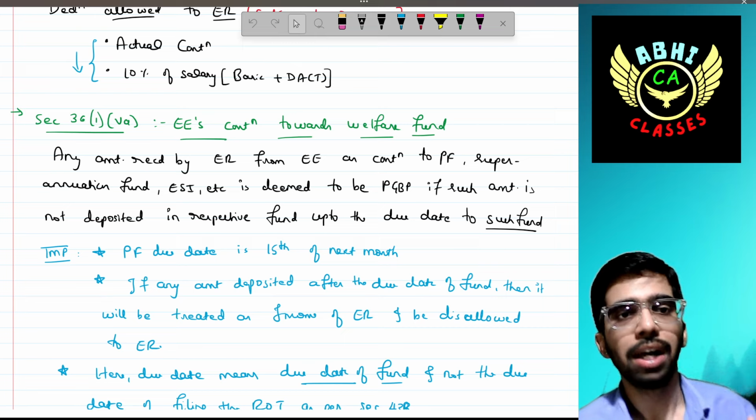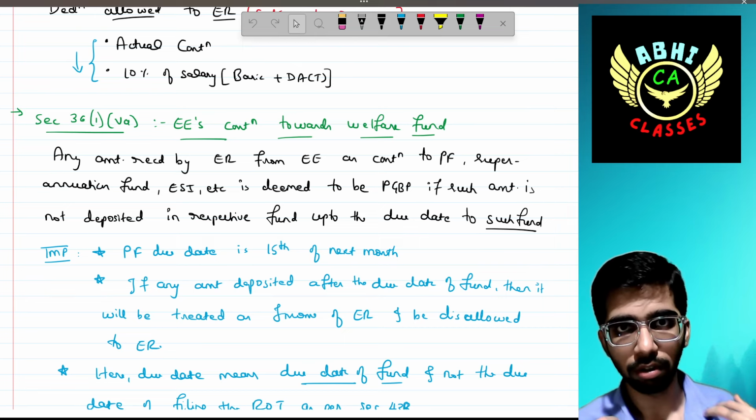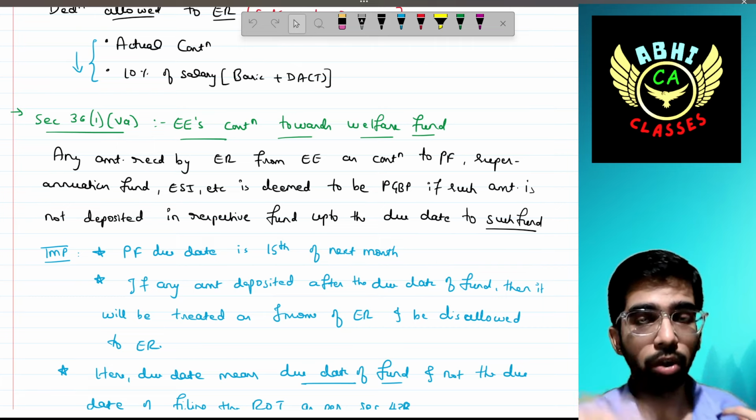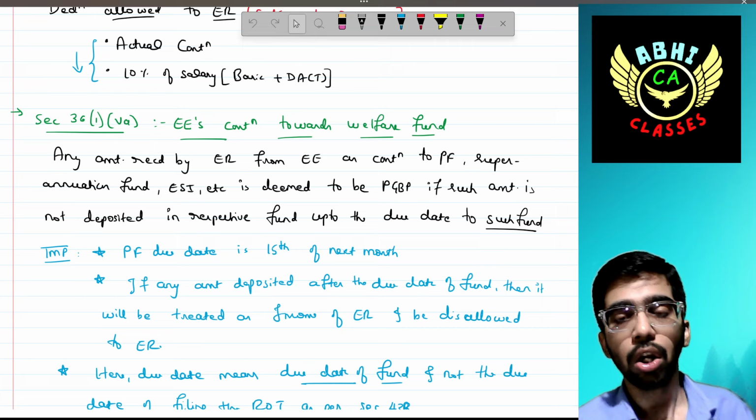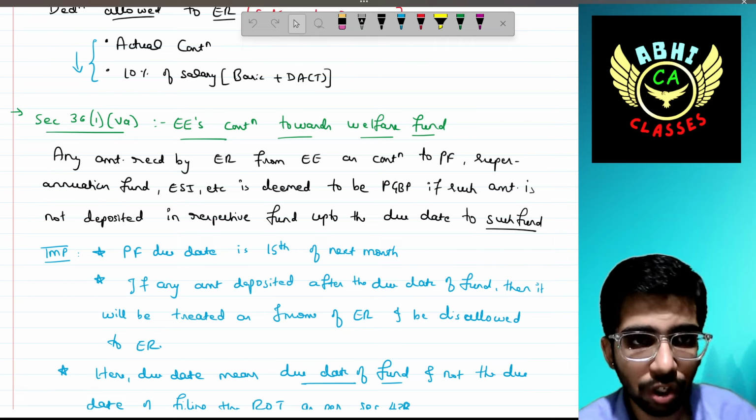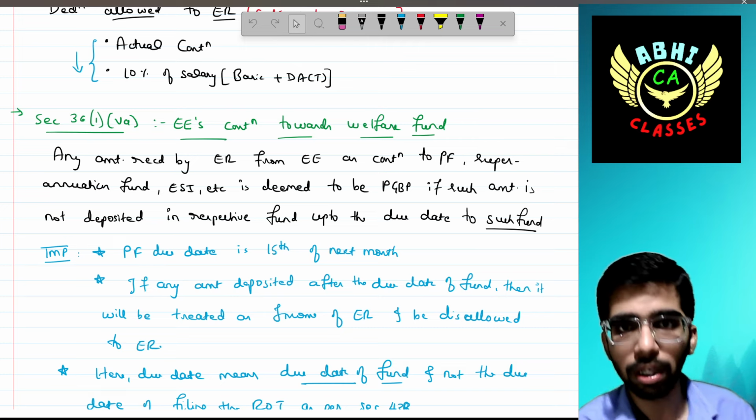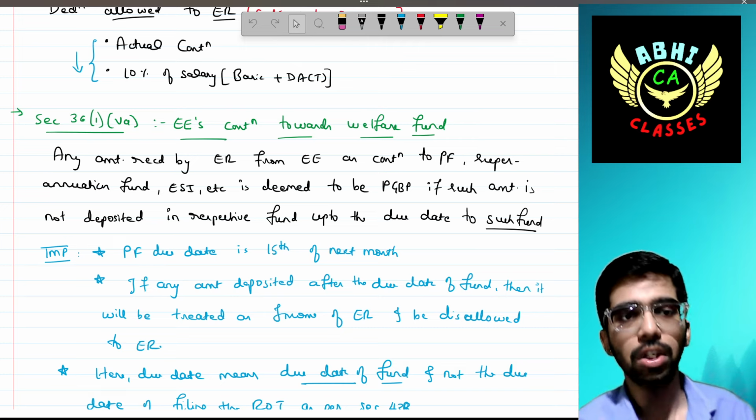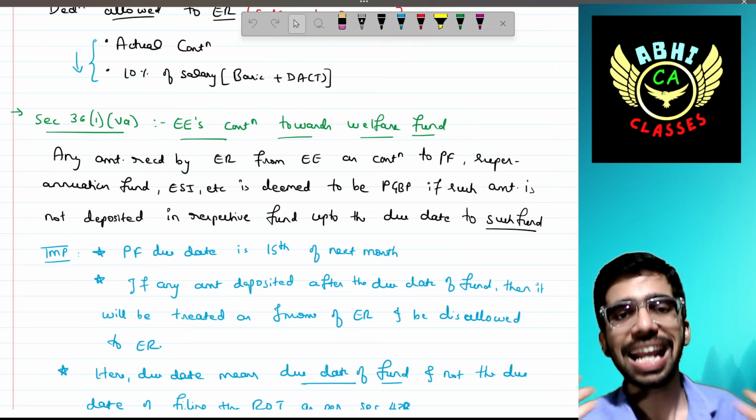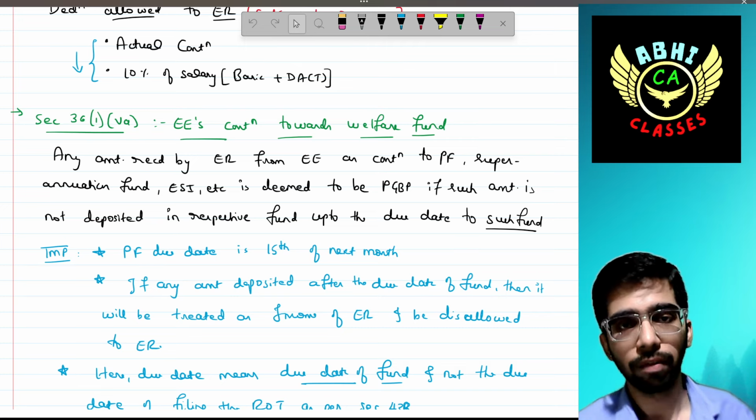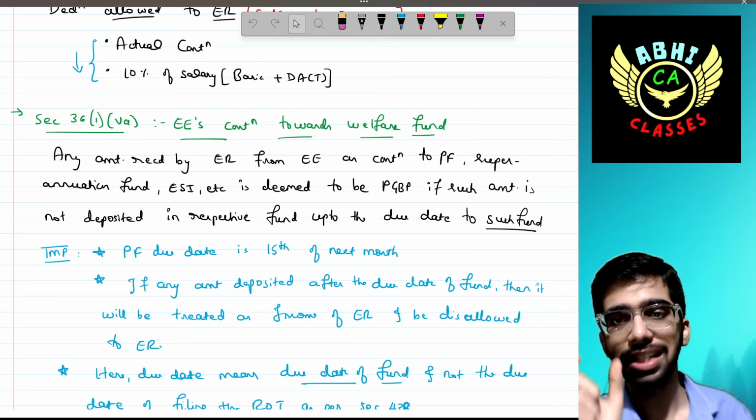Any amount received by an employer, let's say I am an employer, as a contribution from an employee towards Provident Fund, Superannuation Fund, ESI, etc., is deemed to be PGBP if such amount is not deposited in the respective fund up to the due date of that fund. We have mentioned the due date of such a fund.